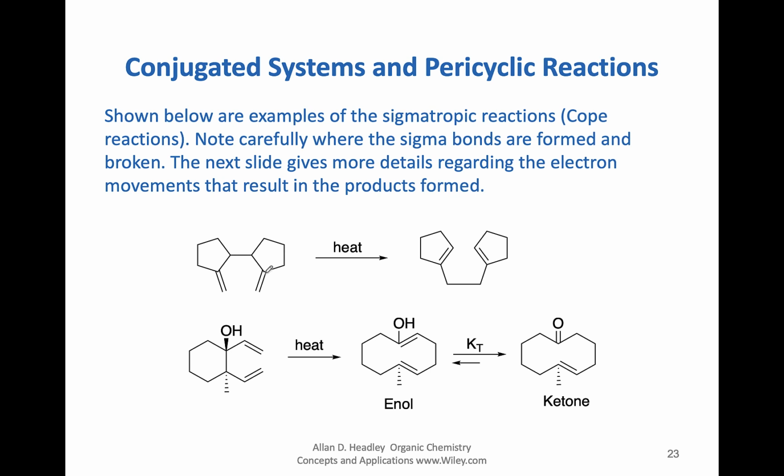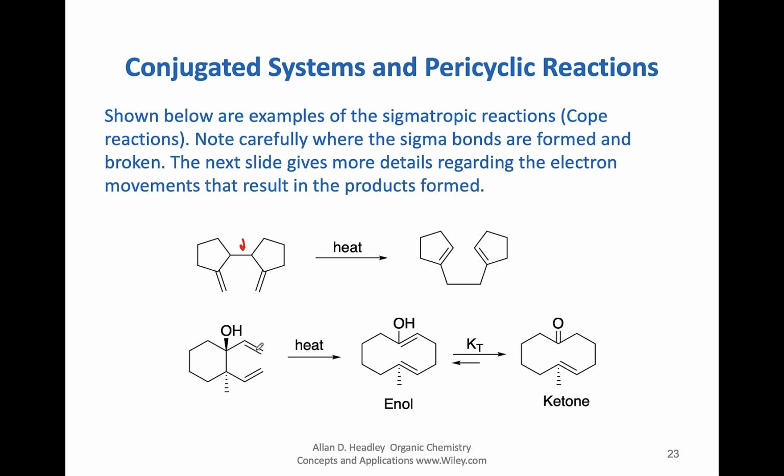This is another sigmatropic rearrangement. So here are 6. Here's the bond that's being broken because it's not here. And here's the bond that's being formed. It's formed here, but not here. So we can draw the transition state, and we can predict the product.